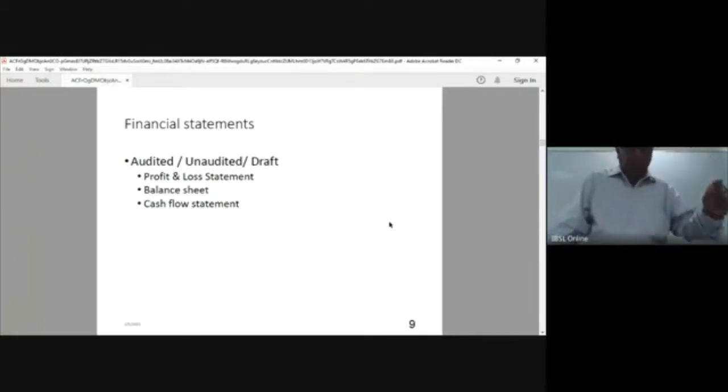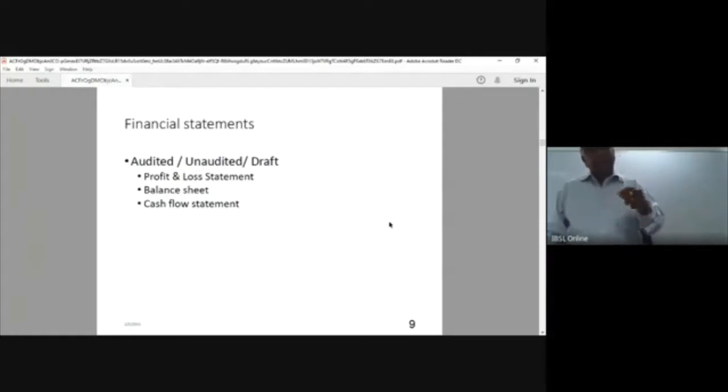Auditors have audited it, but not yet signed together with their opinion. That means there can be amendments to this financial statement. Since the auditors have not signed it, there could be some more amendments to the financial statement. So that type of statement, we call it unaudited. Now you know the difference between audited and unaudited financial statements.